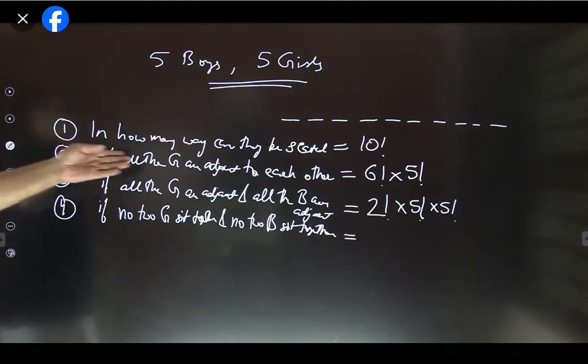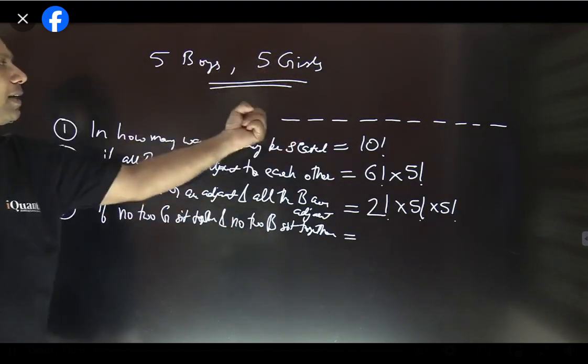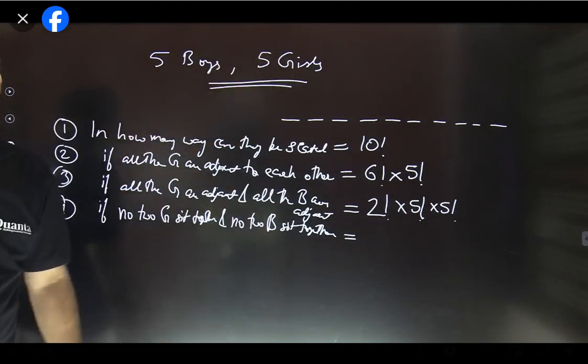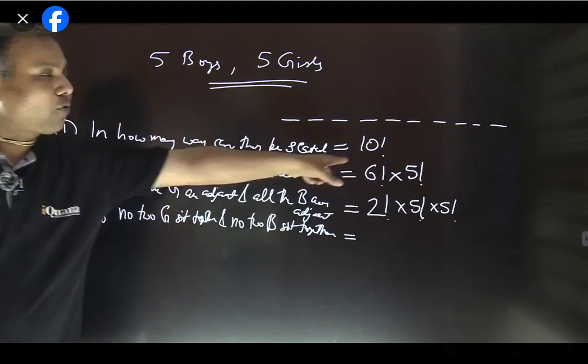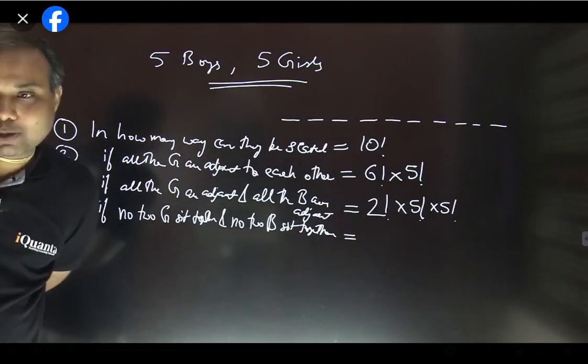Nishit, in the second question, when all girls are adjacent to each other, the girls become one unit. They are to sit together. So 5 boys and 1 group of the girls. That makes 6 things to be arranged. That's how we got 6 factorial. Okay, now this one. No 2 girls sit together, no 2 boys sit together.